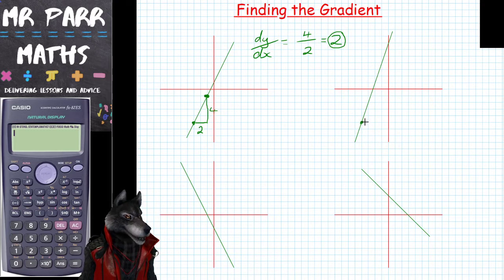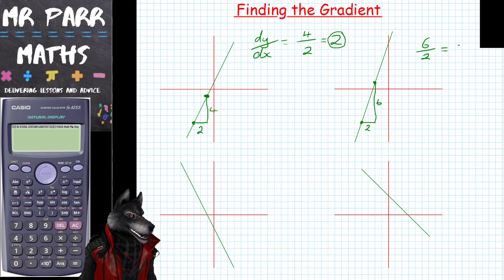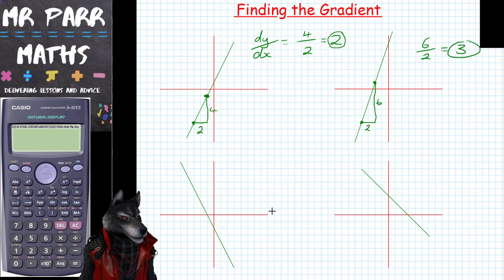Pick 2 points. There's a point. If I go along, where's another one? Oh, there's another one. So this one has a run of 2. If I go straight up, sorry for the wiggly line, 1, 2, 3, 4, 5, 6, and a rise of 6. So 6 over 2. So this one has a gradient of 3. Done.